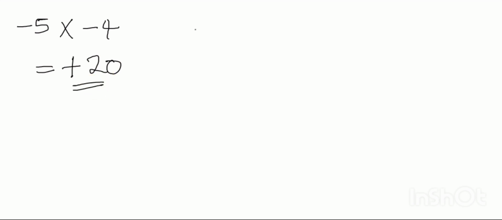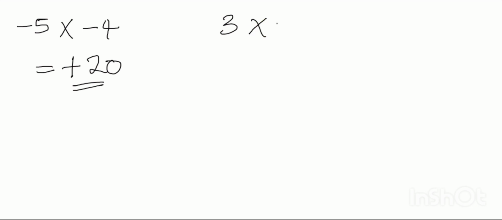Let's say we have some problem like negative 5 times negative 4. Let's do that. And so we have negative multiplying negative, that's going to give you positive. 5 times 4 is 20. That's how I have positive 20. And let's try another one.